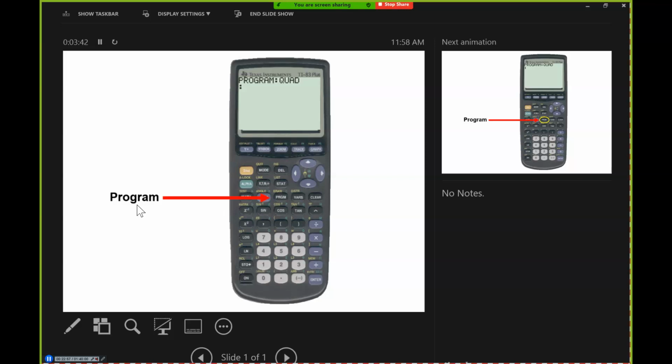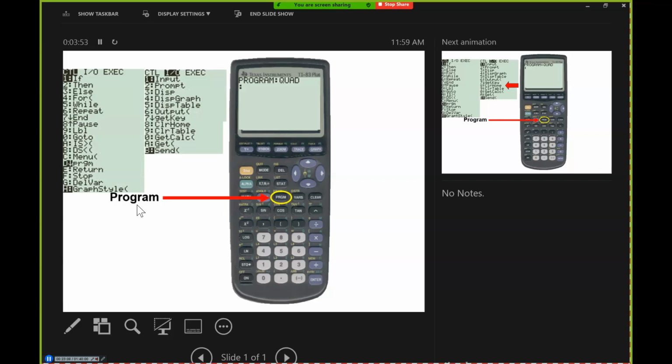So to do that, we're going to press the program button again. That's going to open the CTL menu that looks like this. If you press the right arrow and move to the IO menu, the command we want is the clear home command. So move your cursor down and select the clear home command. Press enter and it'll put the clear home command into your program, and then press enter again to move to the next line. So your cursor should now be below the clear home command. Is everybody okay with that?